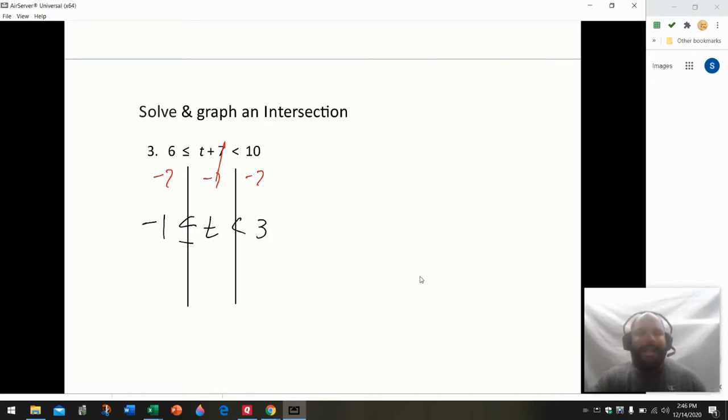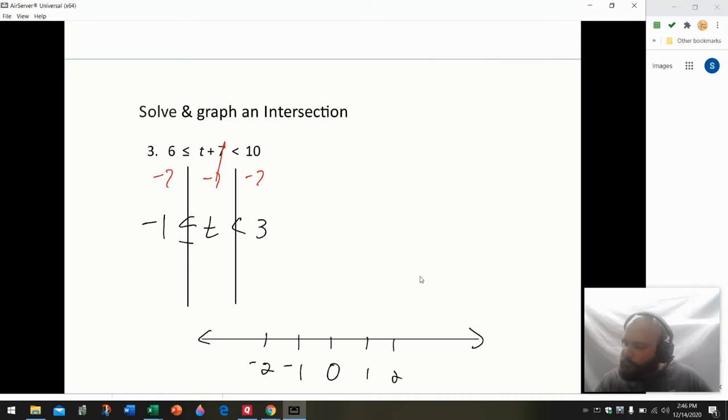So there again, it says negative 1 is less than or equal to t, and t is less than or equal to 3. So that's telling me that t is sandwiched in between the two numbers, negative 1 and 3. So I'm going to draw my number line. So there's my number line. I'm going to put my dots on here.